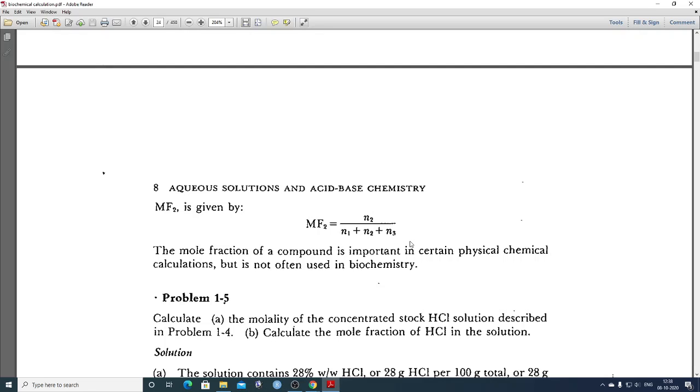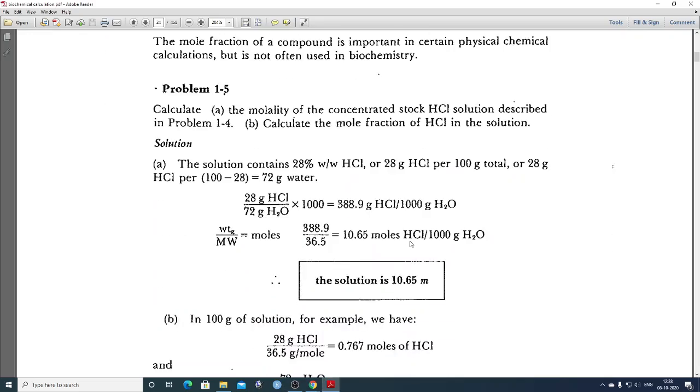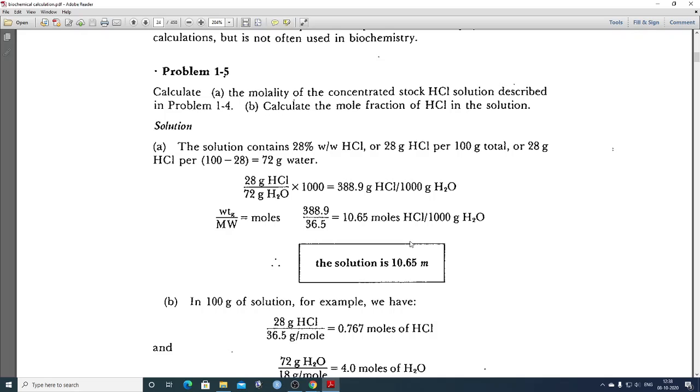So mole fraction of a compound is important in physical chemical calculation, but it is not often used in biochemistry. Okay, so that was mole fraction. Calculate the molality of a concentrated stock of HCl solution described in a problem. Previously we described one problem. Next, calculate the mole fraction of the HCl in the solution.